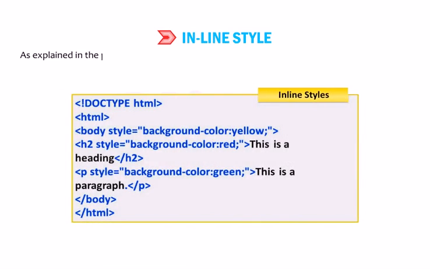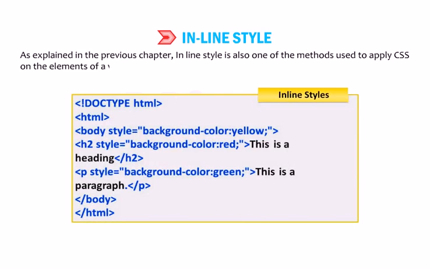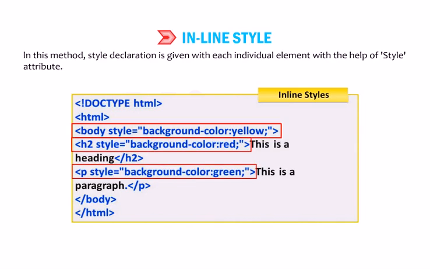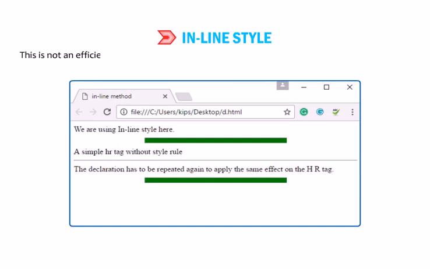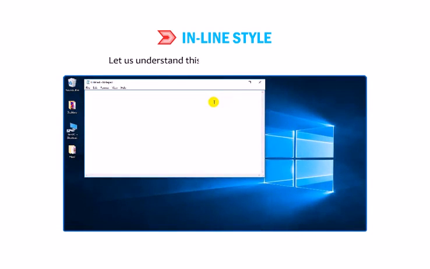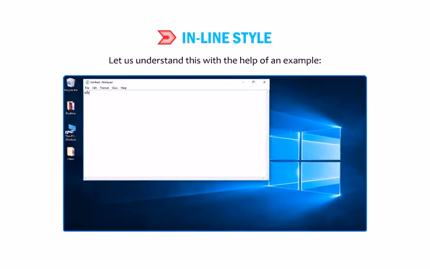As explained in the previous chapter, inline style is also one of the methods used to apply CSS on the elements of a web page. In this method, style declaration is given with each individual element with the help of style attribute. This is not an efficient use of style sheet as the declaration is to be repeated every time even if the same effect is to be used by some other element in a document. Let us understand this with the help of an example.